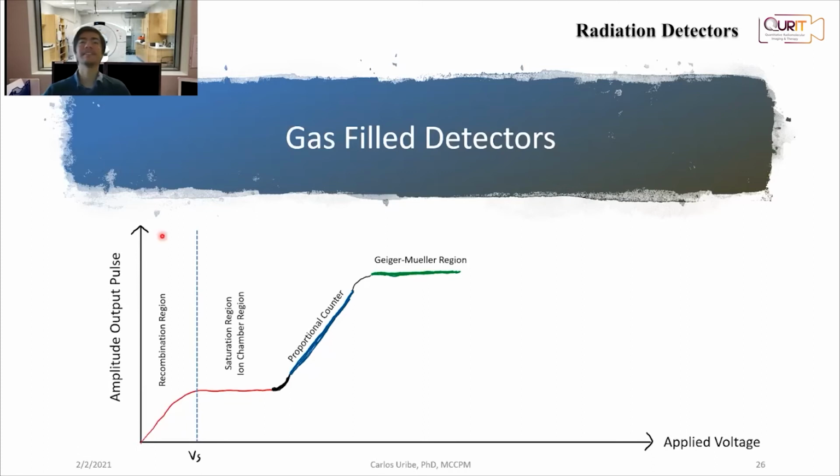Okay, and then let's keep increasing the voltage to that gas chamber. You start increasing in the proportional counter region, you keep going up, you keep going up. But then you get to this region that is more or less flat. It's not exactly horizontal, it has a little bit of a slope, but it's not a big slope. This is what we call the Geiger-Mueller region. So what is that Geiger-Mueller region?